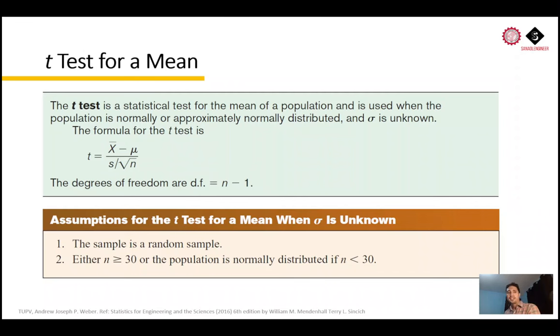This is for testing the mean if the population standard deviation is not known. So instead of the z-test, we have the t-test. We still have a very similar formula, but instead of sigma, we use s, and the degrees of freedom is n minus 1. The assumptions are still the same.